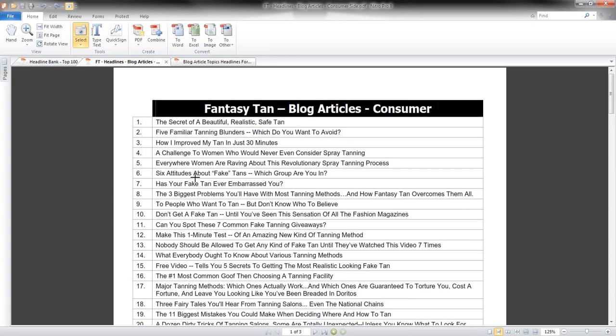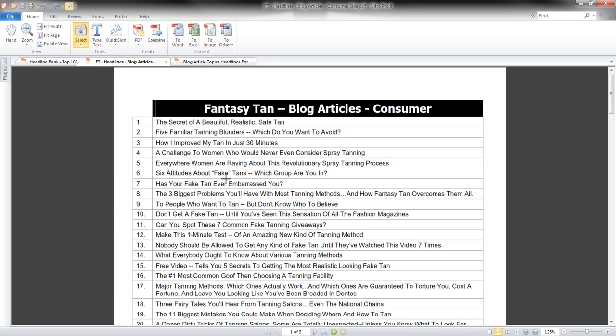The 3 biggest problems you have with most tanning methods and how Fantasy Tan overcomes them all. To people who want to tan but don't know who to believe. I can see this being a great article. If you wanted to get a good tan before the season starts but have heard conflicting reports of what the best way is to do it, here's an authoritative overview of the top tanning methods, the pros and the cons, so that you can decide for yourself. Boom! Write the article. Okay?